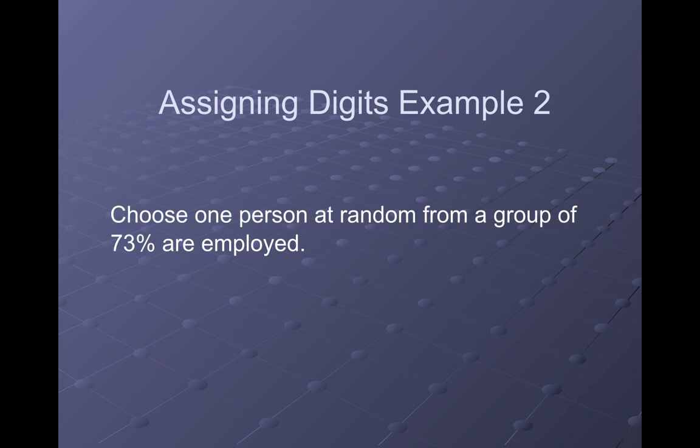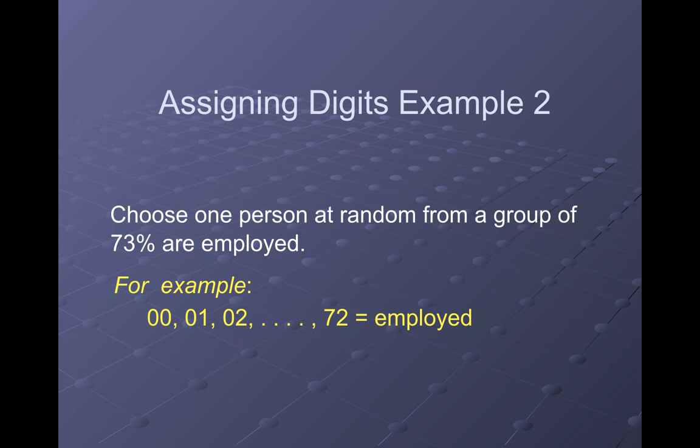Here's another example. What if I changed it to choose one person at random from a group of which 73% are employed? Well, in that case, I could only use two-digit numbers. So I could say let 00 to 72 represent employed and 73 to 99 represent unemployed. Obviously, that's not the only way I could do it. There are several different ways, using two-digit numbers, and I could use three-digit numbers if I wanted to.